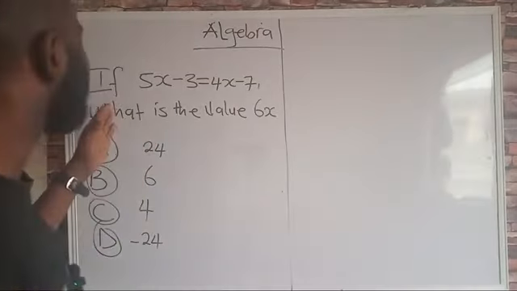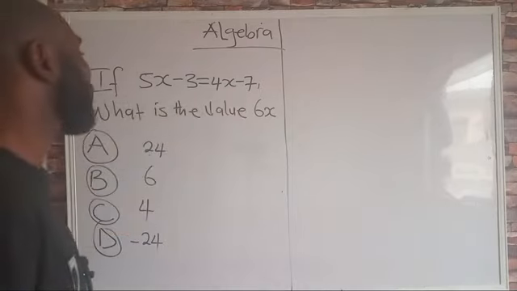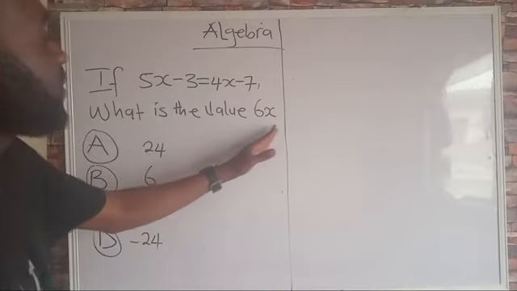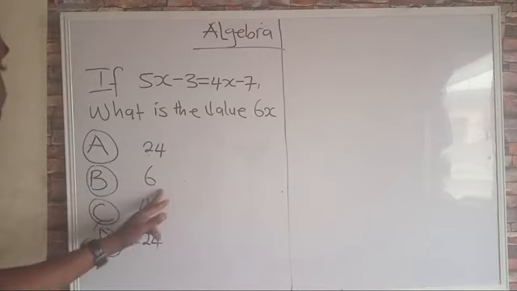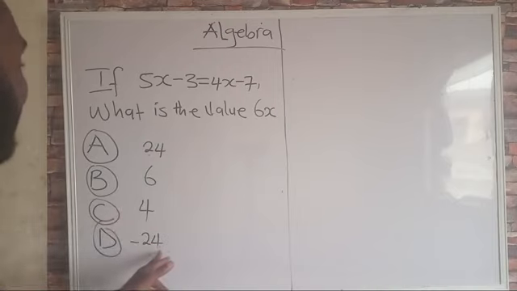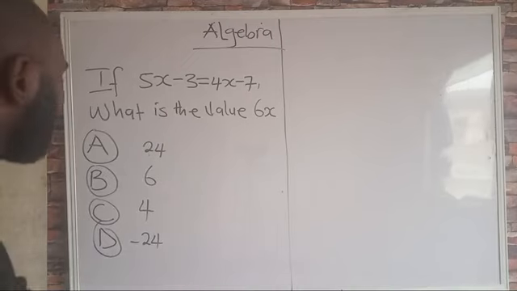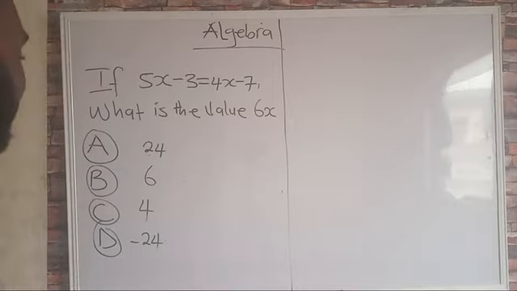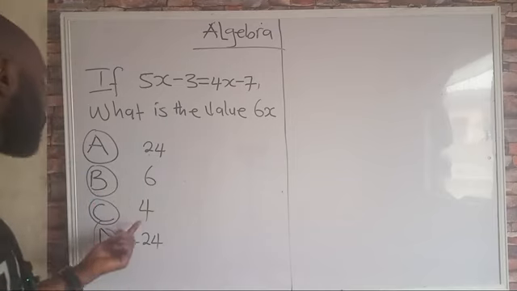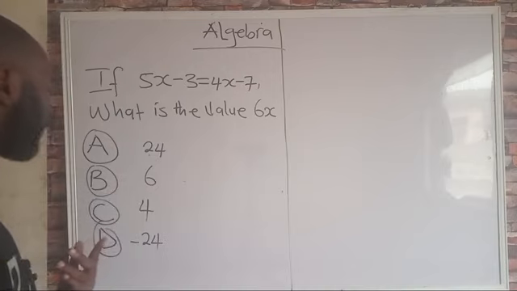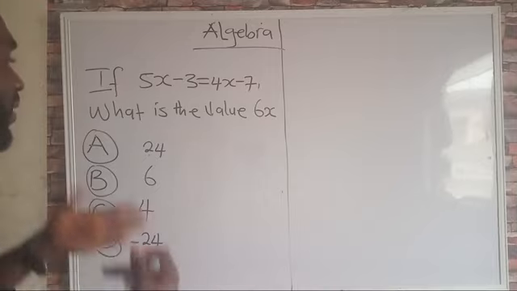So the question here says 5x minus 3 is equal to 4x minus 7. All right, what is the value of 6x? If you look at the options given by JAMB, you have 24, 6, 4, and minus 24. At the end of the day, some people will just go ahead and choose either 6 or 4. So in solving this, you need to keep some signs and everything at the back of your mind.